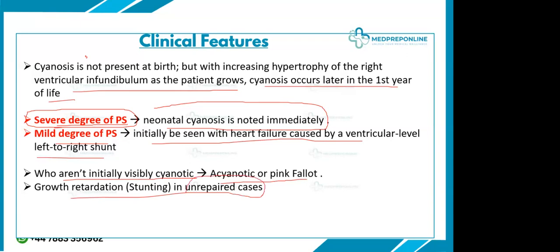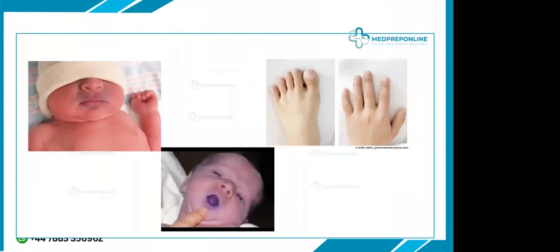So the main thing is that TOF is usually not present at birth because there is a mild to moderate degree of pulmonary stenosis, so they are maintaining their circulation. But with the passage of time, the infundibulum causes hypertrophy, and there is increased spasm of the pulmonary valve infundibulum, which increases the obstruction of the right outflow, and that is going to cause the cyanosis. The baby is going to present usually around 8 to 9 months or in the first year of life.